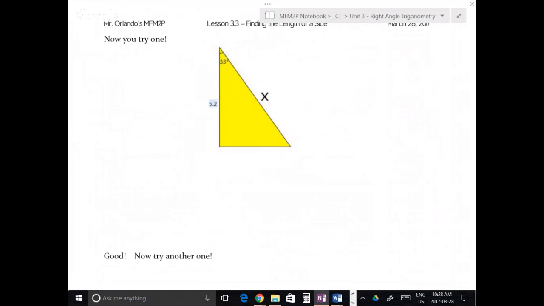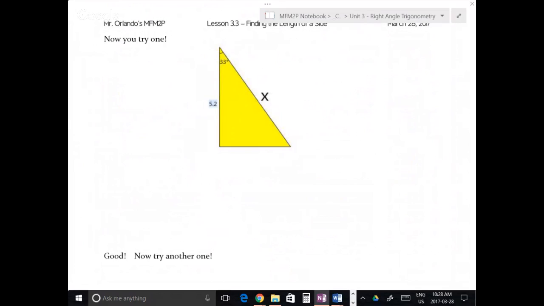Now we can get to the number, right? So you get it. Listen, there'll be times, not this time. Let me ask you this: what ratio? You have to pick sine or cosine or tangent.